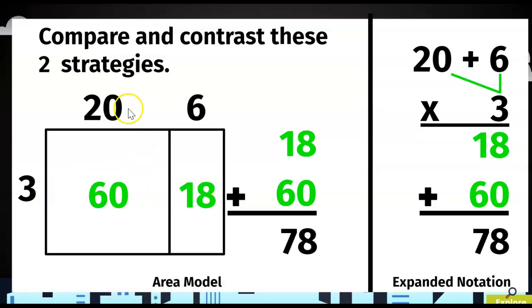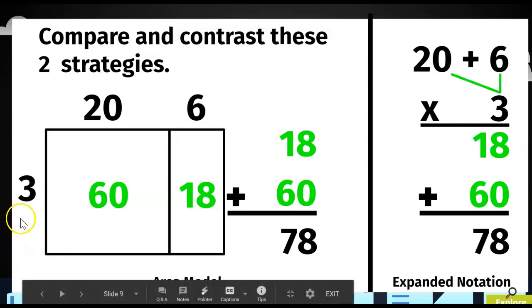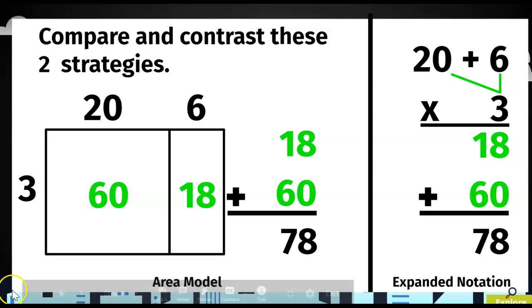What I've done with this slide is compare and contrast. I've got the area model that we started working on previously, and this is the expanded notation method using the same problem, 3 times 26. The area model is on this side, and the expanded notation is over here. I just want to give you a few minutes to examine those two strategies, and you're going to be able to determine which one you are more comfortable with, and which one gives you the correct answer.